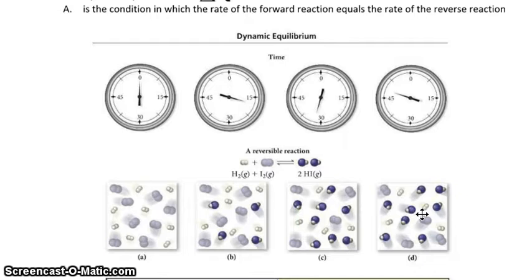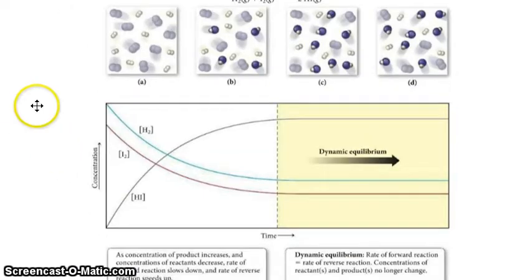There are still effective collisions going on, whether they're reactant molecules or product molecules, but the net result is that the concentrations have not changed. So let's look at what's going on in this. I'll scroll down, and this graph is a picture of what's going on here.